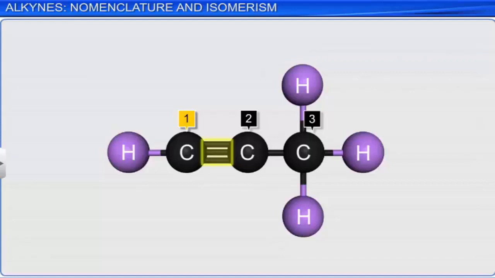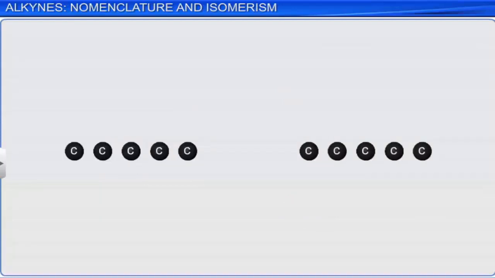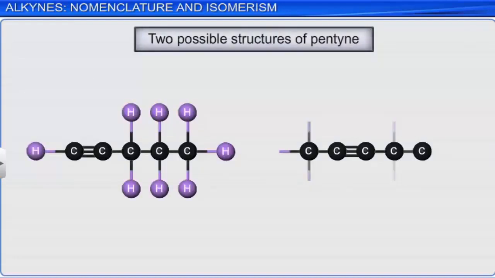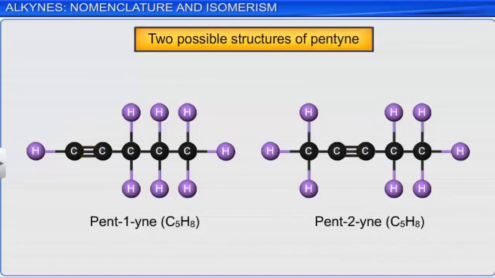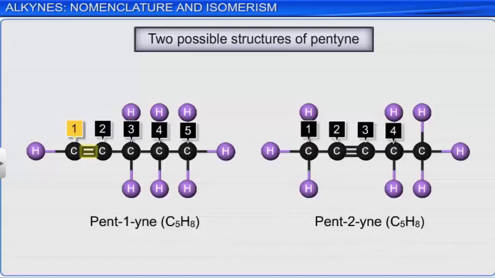However, in some alkynes, there may be more than one possible structure because the position of the triple bond may be different in each structure. For example, pentyne has two structures, as shown here. In one structure, the position of the triple bond is 1, whereas in the other, it is 2. They are named as pent-1-yne and pent-2-yne.